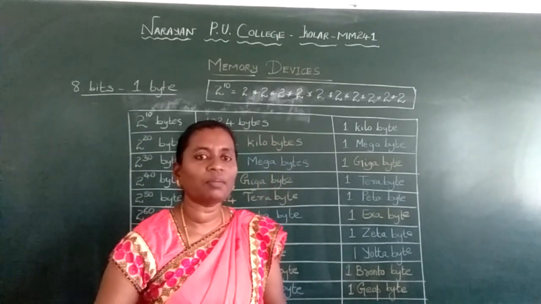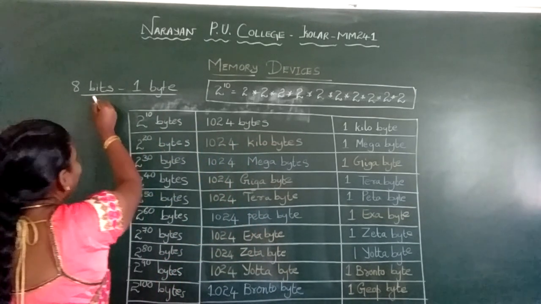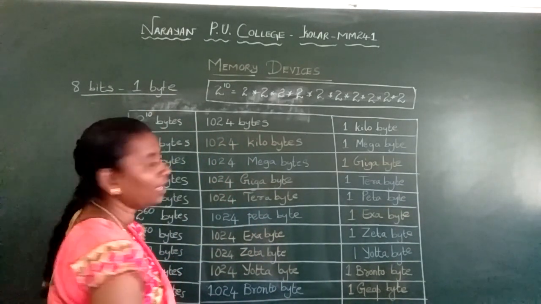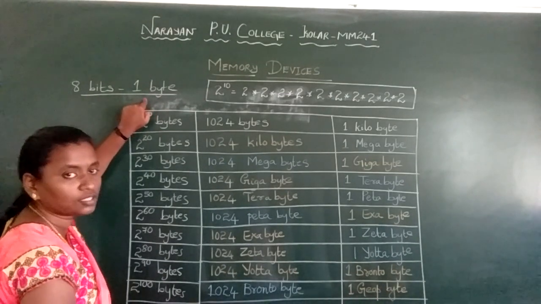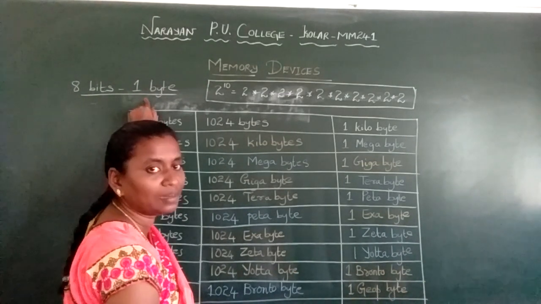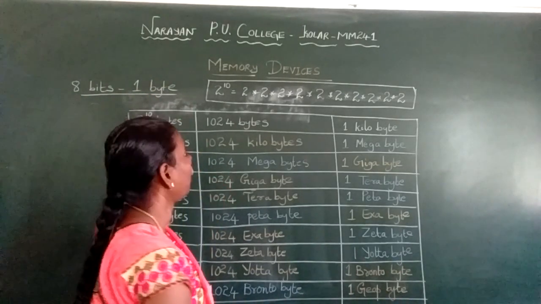We measure memory in terms of bits and bytes. What is the term? 8 bits make 1 byte. The capacity of the memory we usually tell in bytes. So how many bits make 1 byte? 8 bits make 1 byte.